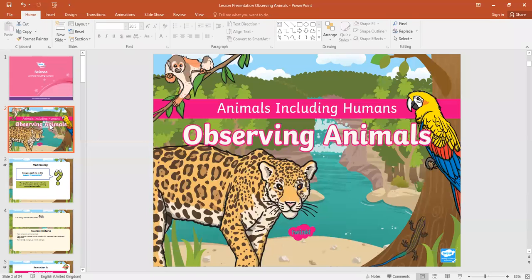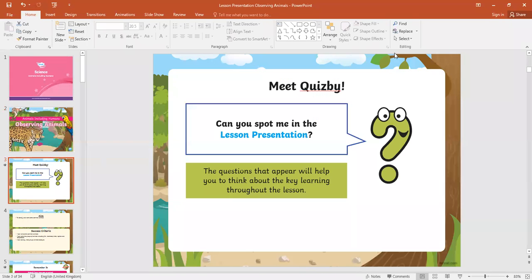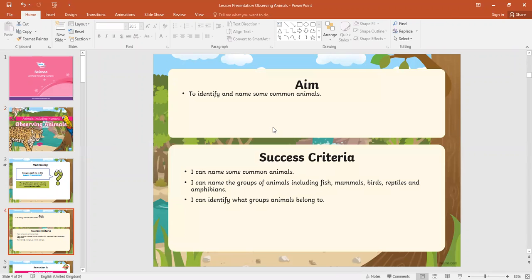So, observing animals. Let's meet Quizby. Can you spot me in the lesson presentation? The questions that appear will help you to think about the key learning throughout the lesson. Our aim today is to identify and name some common animals.